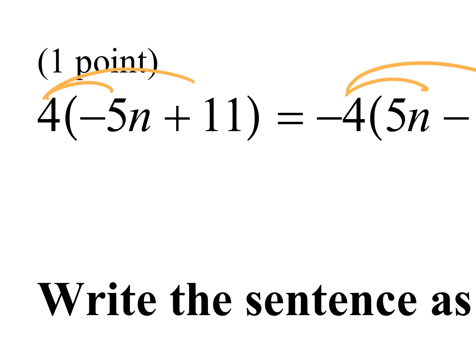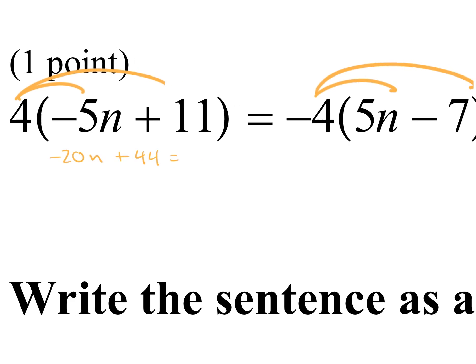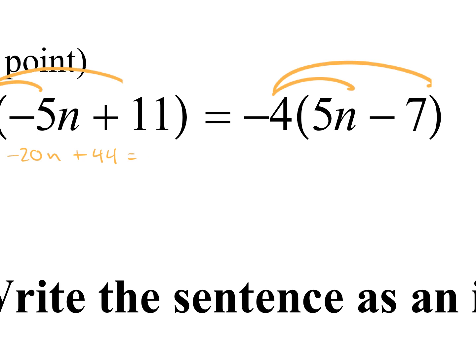So what's 4 times negative 5n? Negative 20n. And 4 times 11? 44. So then that's equal to what's negative 4 times 5n? Negative 20n. And 4 times negative 11? Positive 28.